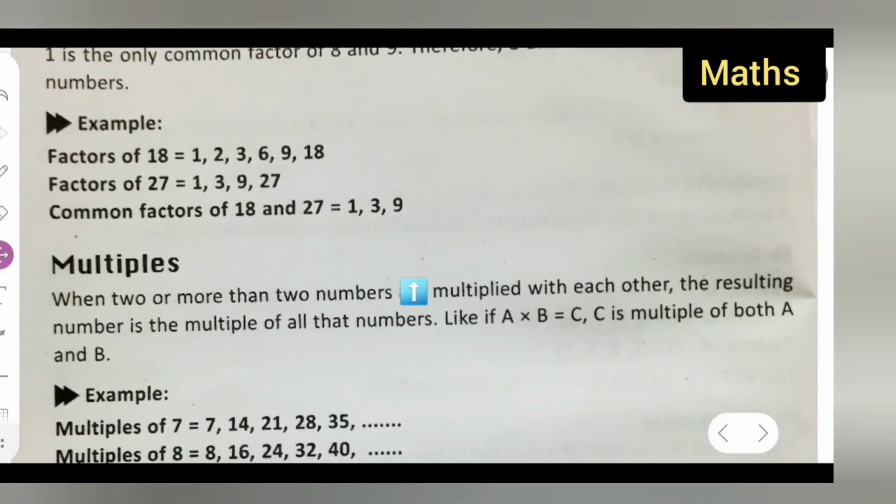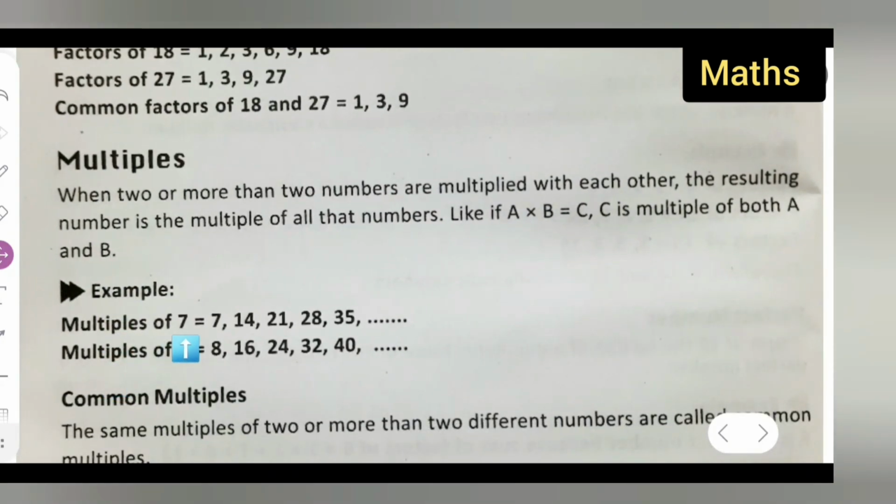Let us see multiples. When two or more than two numbers are multiplied with each other, the resulting number is a multiple of all the numbers. Like if A multiplied by B is equal to C, then C is a multiple of both A and B. Example: multiples of 7 are 7 ones are 7, 7 twos are 14, 7 threes are 21, 7 fours are 28, 7 fives are 35 and so on. Multiples of 8 are 8 ones are 8, 8 twos are 16, 8 threes are 24, 8 fours are 32, 8 fives are 40 and so on.